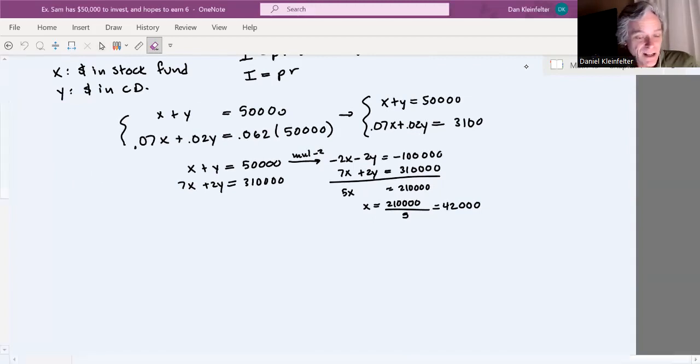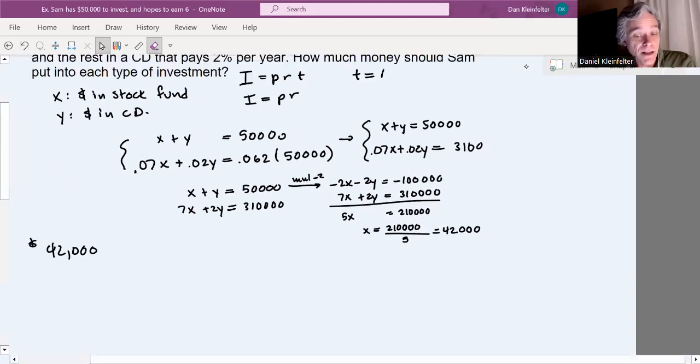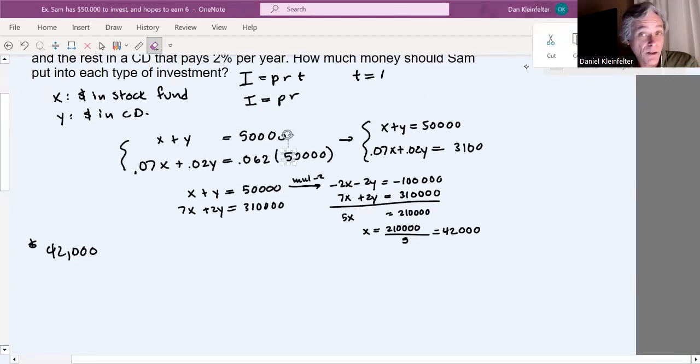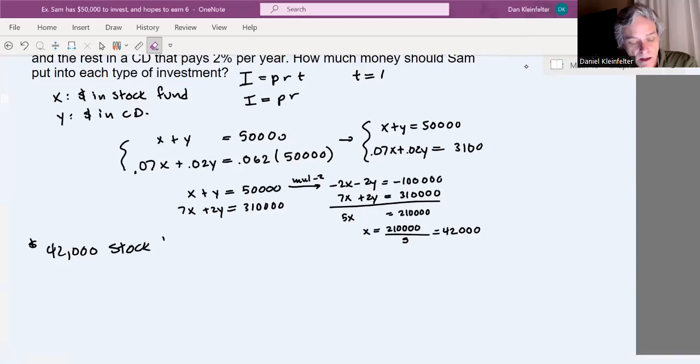$42 is going to be too little in the stock fund. Okay, so X was the dollar amount in the stock fund. So we're going to have 42,000 in the stock fund. And then the total amount of the investment was 50,000. So that's a difference of 8,000. And so we'll see 8,000 into the CD.